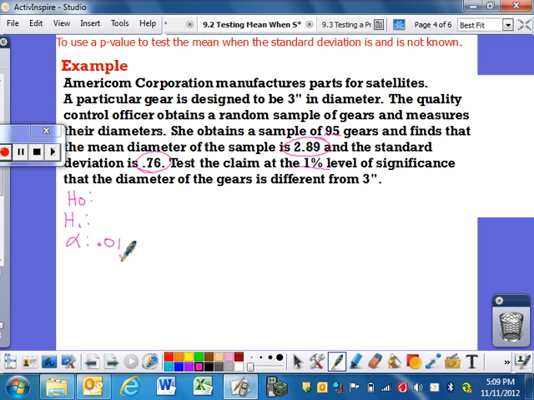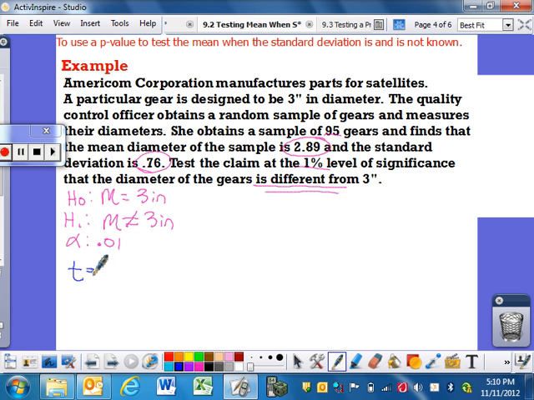That the diameter of the gears is different from 3. So what's my mu? They're claiming that the average is 3 inches. I want to test that it's different from, so it doesn't say anything about less than or greater than, it just wants to be different from 3 inches. It might be less, might be greater than, whatever the case may be. So I need to find a t-value so I can go find a p-value.